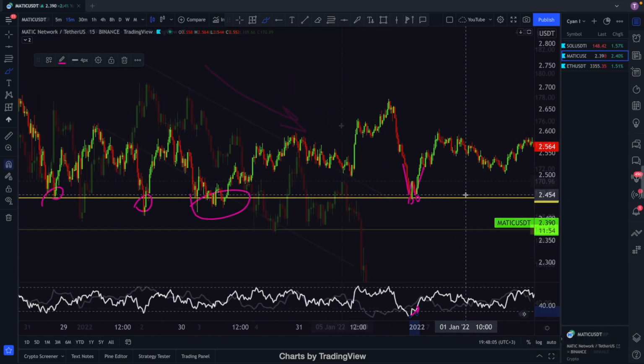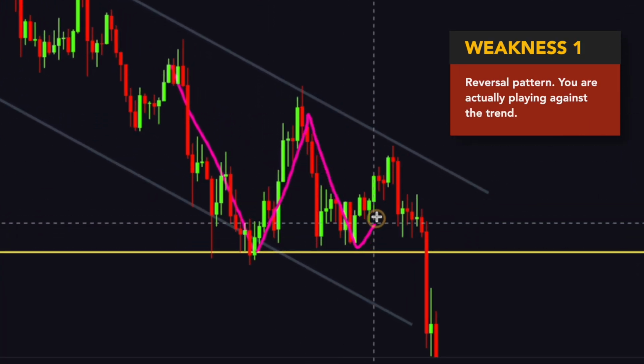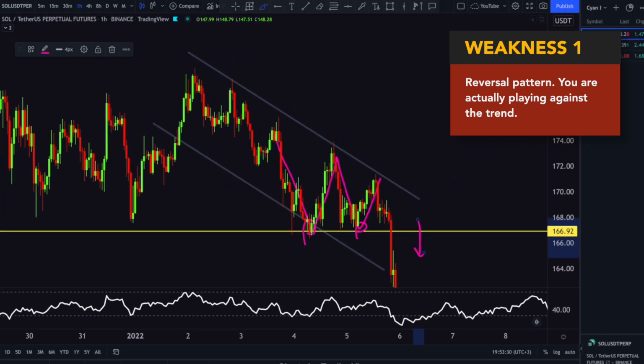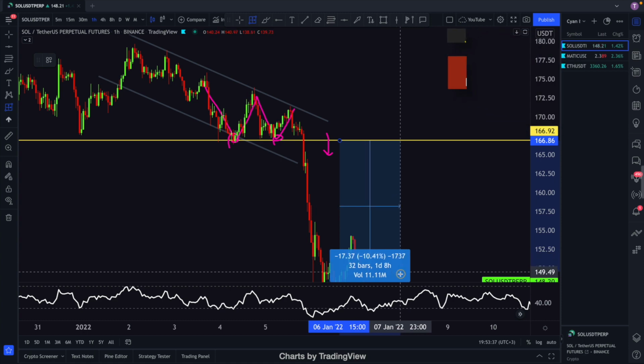Weakness of double bottoms. 1. It is a reversal pattern. Have you ever heard of a saying, trend is your friend? So, you're actually playing against the trend. You have to be careful. You need extra confirmations before entering a trade.